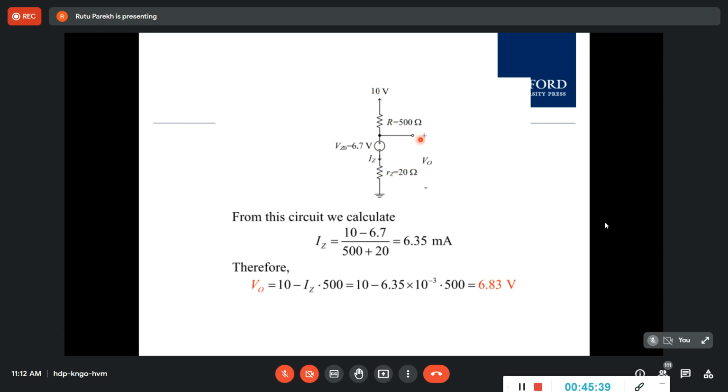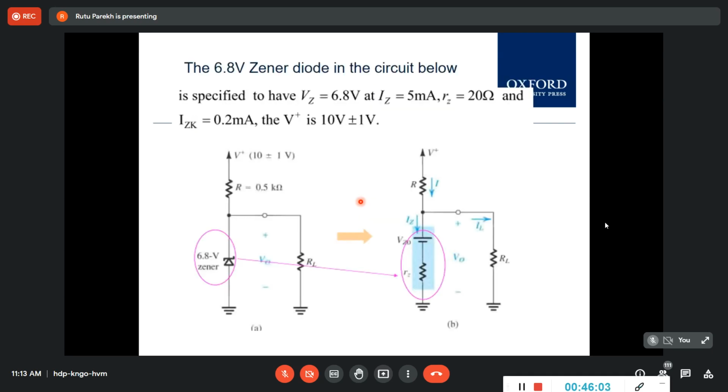See, VZ0 you can find out two ways. This voltage plus IZ into RZ. Or it is 10 minus IZ into R. But that IZ is varying. So that IZ you have to find out. That IZ of 5 milli was for this condition, when it is conducting VZ at 6.8 volt.